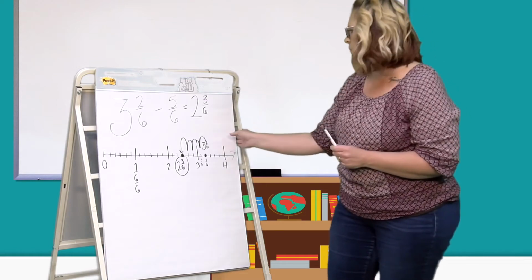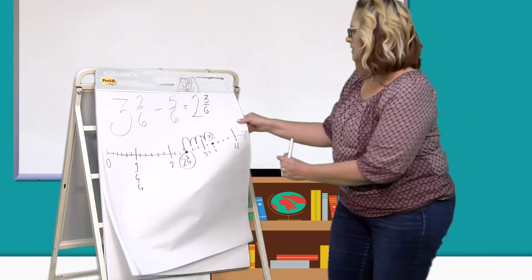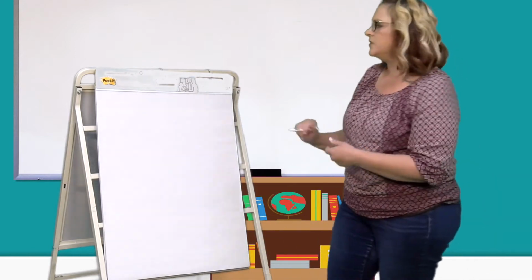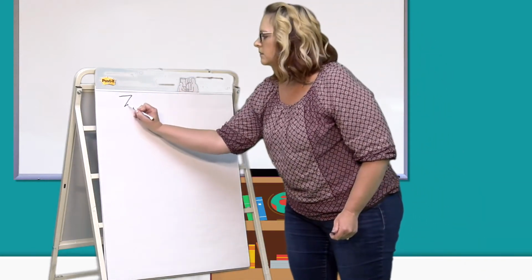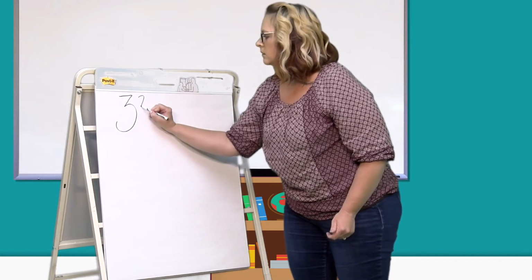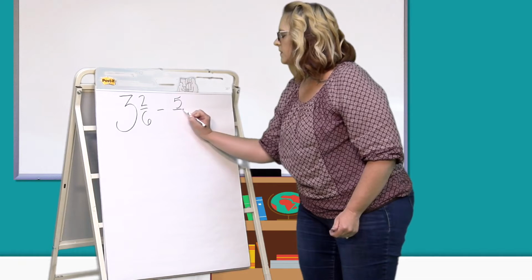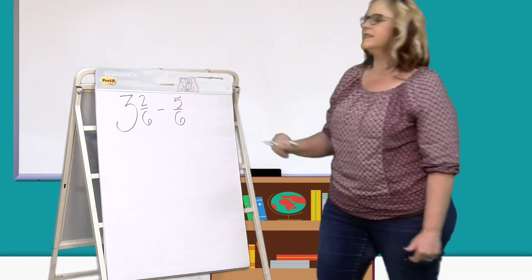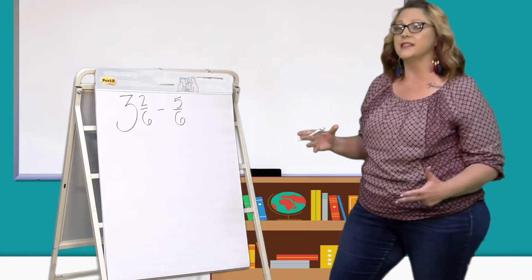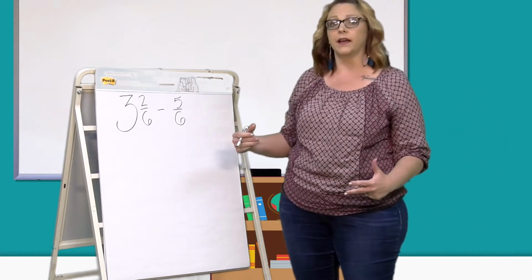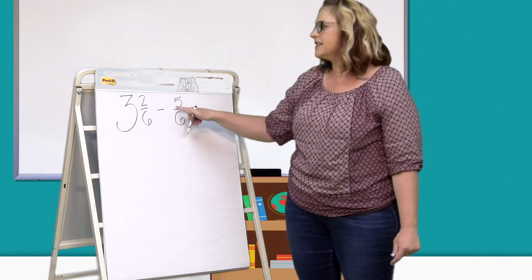Let's look at this one more way. Let me remove this, toss that aside. Let's look at that exact same equation, 3 and 2/6 minus 5/6. But this time we're going to look at this with more of a standard algorithm, without drawing a picture, without using a number line. We're back to that same dilemma.